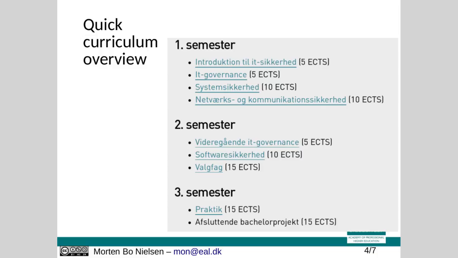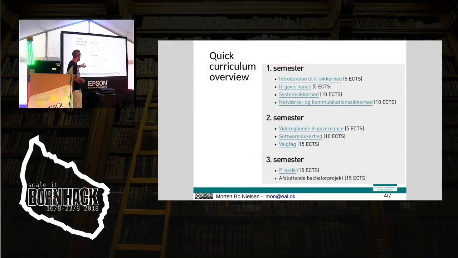This would be 3 semesters, 90 ECTS points if you're into this world. Something about introduction to IT security, IT governance, system security, network and communication security, advanced IT governance, software security, and then you have all the electives and internship and a final project. So, as you can see, if you find someone who knows these things, you're probably well suited to do security in a company. And that is basically the goal of it.